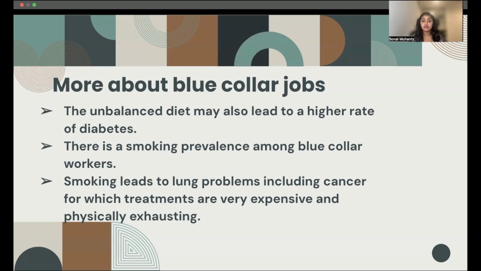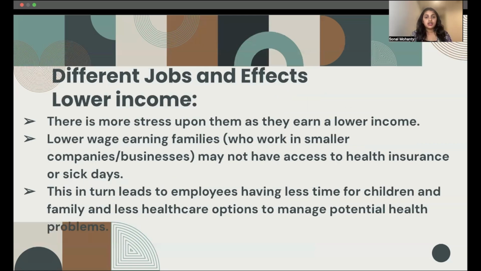Smoking can lead to lung problems, including cancer, for which treatments are very expensive and also physically exhausting. And since a lot of blue-collar jobs require physically fit people to do them, having a lot of treatment or things that are physically exhausting may tone them down, and it won't necessarily be good for them because they won't be able to do their jobs properly, maybe not to the fullest. So these are some more effects of lower income families.